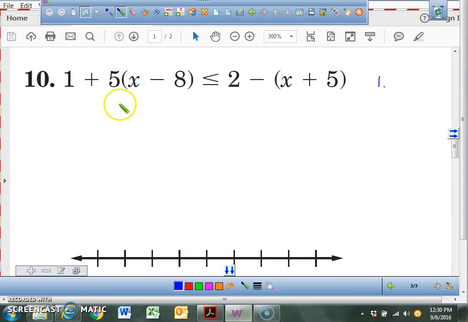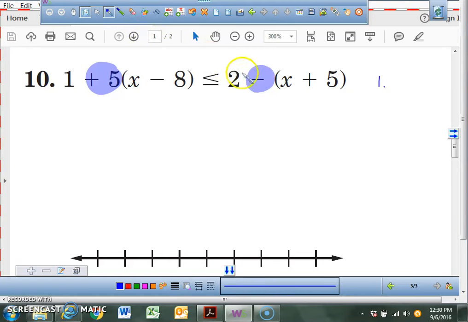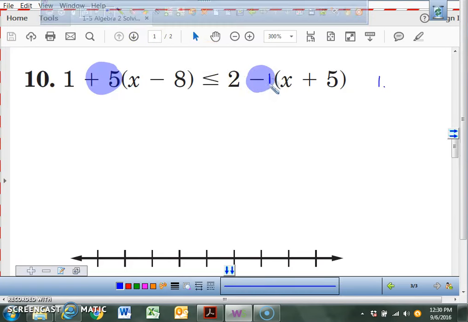So I'm going to highlight this positive 5 right here. And I'm going to highlight this negative. But I don't want you to just think of it as a negative. Actually, think of it as a negative 1 that's sitting right there on the outside of that parentheses. So I want you to distribute the 5 to the x and to the negative 8. I want you to distribute the negative 1 to the x and the negative 1 to the 5.